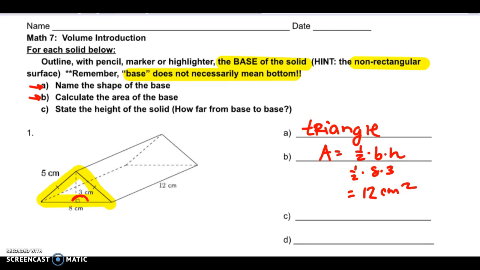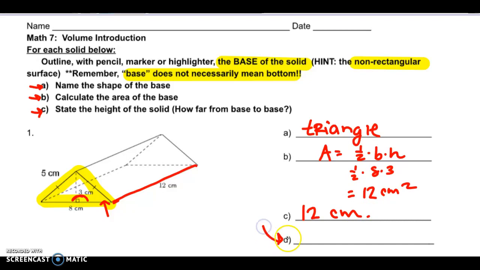So that's part B. And then part C for each shape says to state the height of the solid. So that means how far, or in other words, what's the distance from one base to the other. So since we identified that the base is really a triangle, the distance from this triangle that I highlighted all the way back to the second triangle, if we would stand this prism on the triangular base, it would be 12 centimeters. So that's it. That is your A, B, and C.